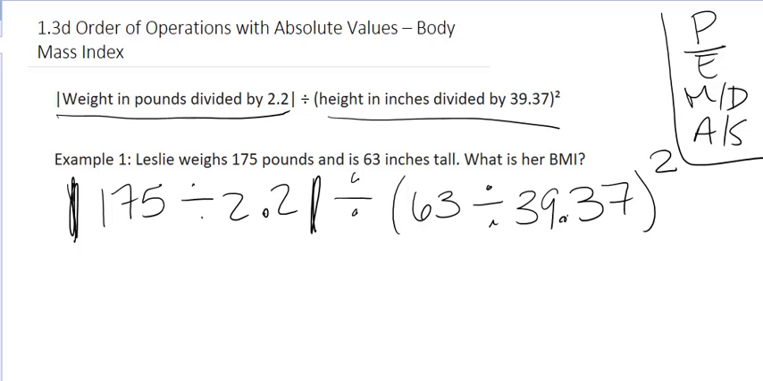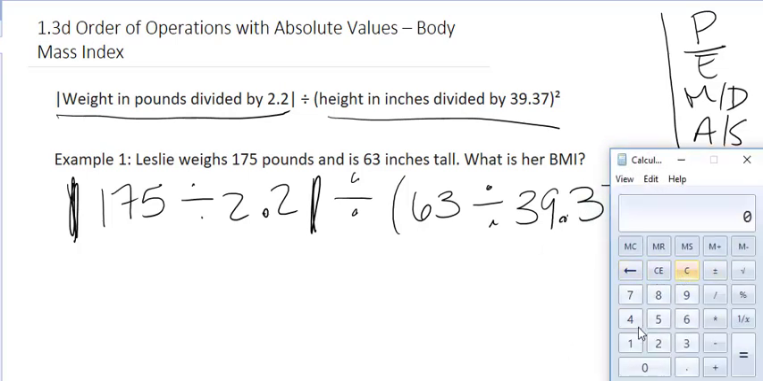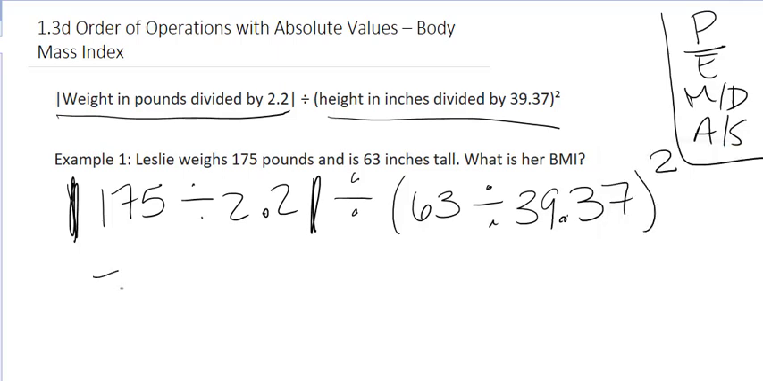So let's use a calculator. So 175 divided by 2.2 will give us the answer of 79.454. And so we want to round in the hundredths place, which is the first 4. So we look at the 5 to the right of it and see that it's a 5. And that's between 5 to 9, so we will round up. So we have an answer of 79.55. And then, because there's an absolute value sign, if it was negative, we would make it positive. And then now we can just leave it as is.